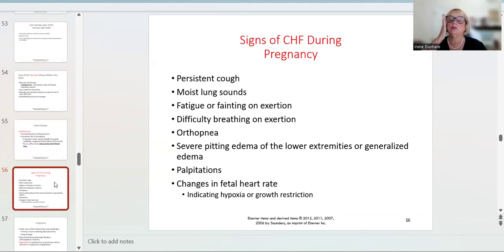So remember, these are your signs of congestive heart failure, and you can see these on medical patients. Persistent cough. You check lung sounds and they're moist. And then you get palpitations, you get pitting edema, and she has problems with breathing, especially on exertion, and she's fainty and she's very fatigued. And because of all this, because mom's in trouble, baby will also be in trouble.